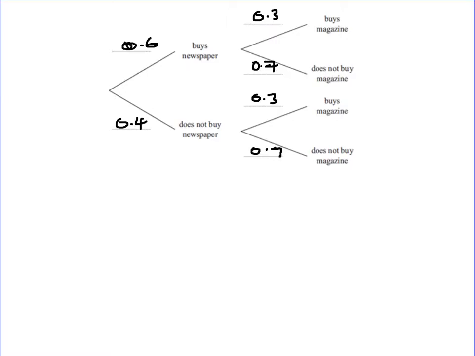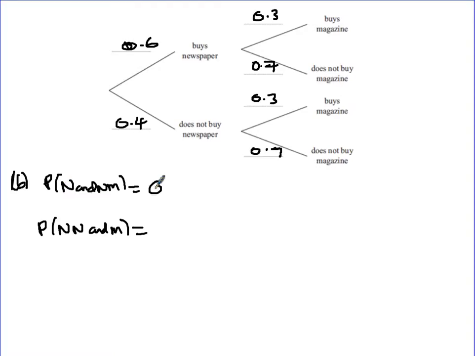It then says work out the probability that the customer will buy either a newspaper or a magazine, but not both. So we're looking then for part B, the probability of a newspaper and then not a magazine, because that's one route, and also the probability of not a newspaper and then a magazine. So probability of a newspaper is 0.6, and then we times that by not a magazine, which is 0.7.